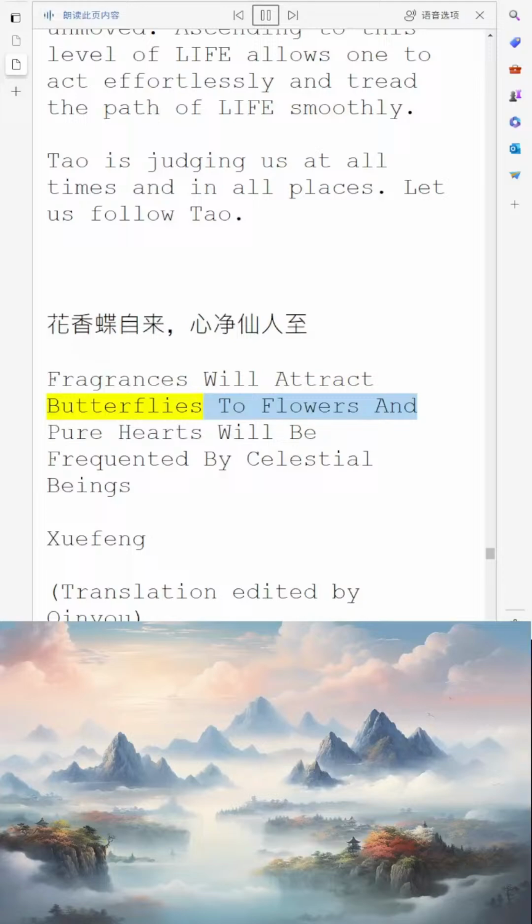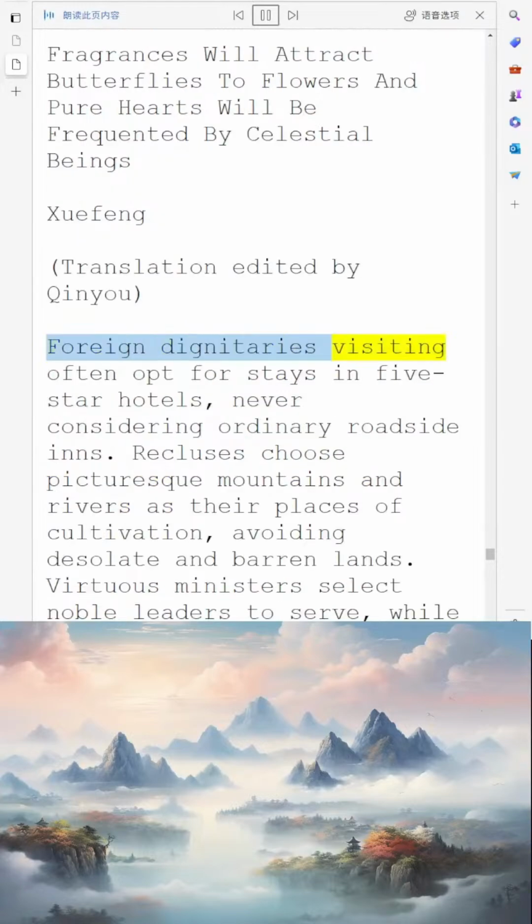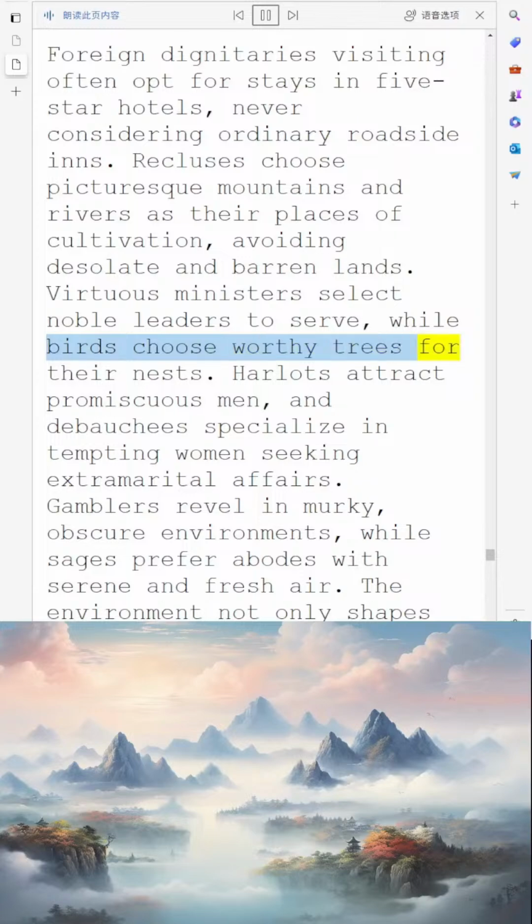Fragrances will attract butterflies to flowers, and pure hearts will be frequented by celestial beings. Foreign dignitaries visiting often opt for stays in 5-star hotels, never considering ordinary roadside inns. Recluses choose picturesque mountains and rivers as their places of cultivation, avoiding desolate and barren lands. Virtuous ministers select noble leaders to serve, while birds choose worthy trees for their nests. Harlots attract promiscuous men, and debauches specialize in tempting women seeking extramarital affairs.